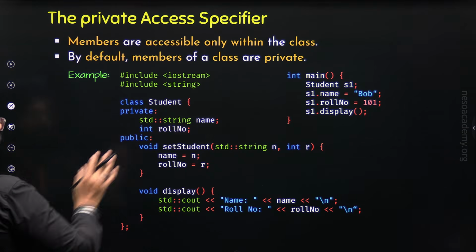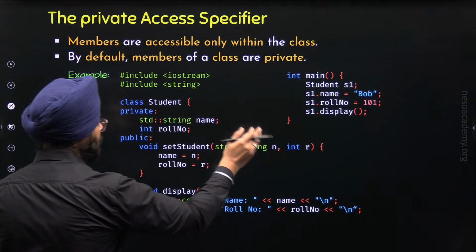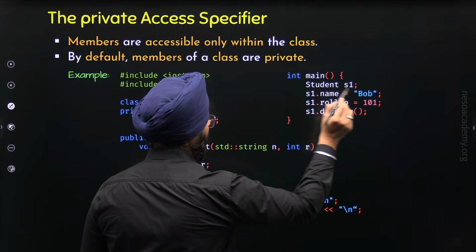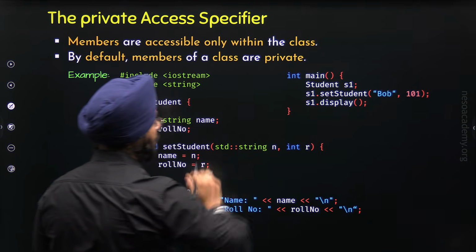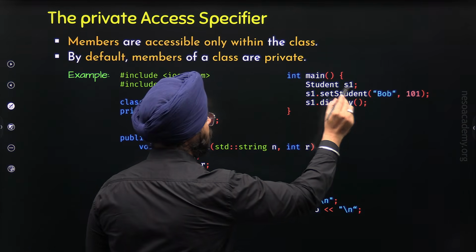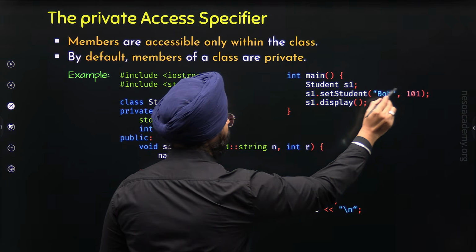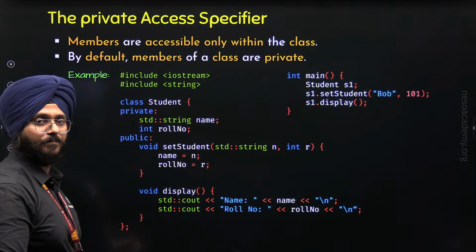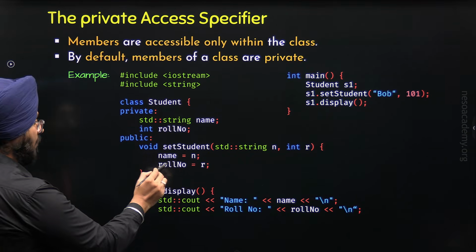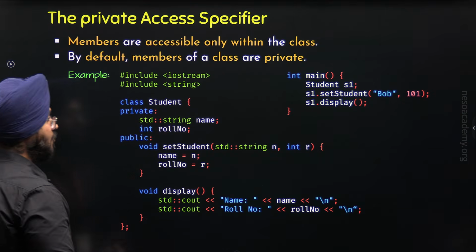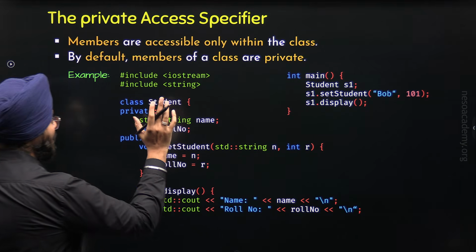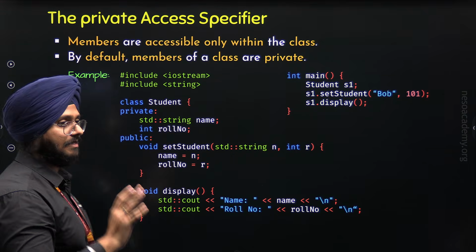Now we can call this function and provide values to these parameters. For this purpose, we need to remove these two statements and write this specific statement. Here, through the S1 object, I am calling the setStudent function and I am passing these values to these parameters. Now this means name will receive Bob and roll number will receive 101. So indirectly, through the S1 object, I am passing values to these private members. I hope this is clear to you.